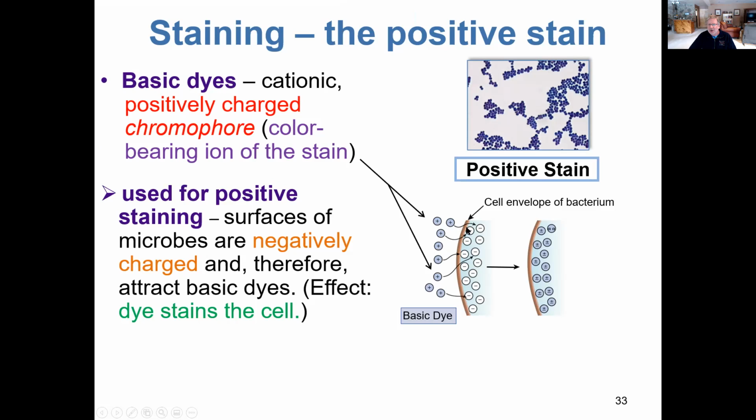Now, what do you know about unlike charges? Well, they attract, don't they? And so here we see the positively charged chromophore of this basic dye, illustrated by the blue circular plus charges, connecting to the negatively charged surface of the cell wall of the bacterium. And that's why the cell itself is colored, giving us a clear background. Okay, so that's the overall effect. Positive stains employing basic dyes color the cell, background clear.